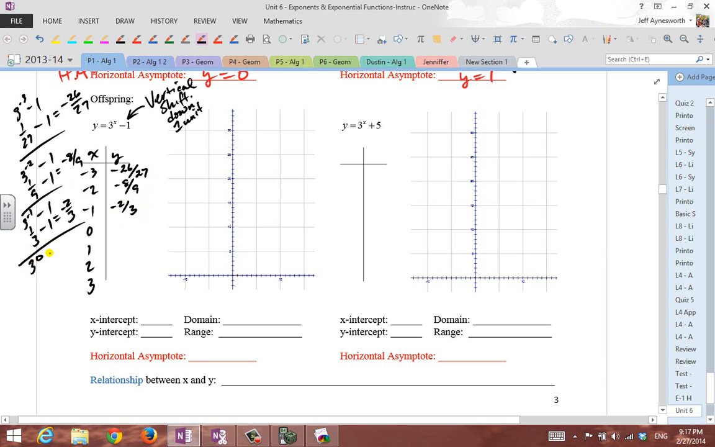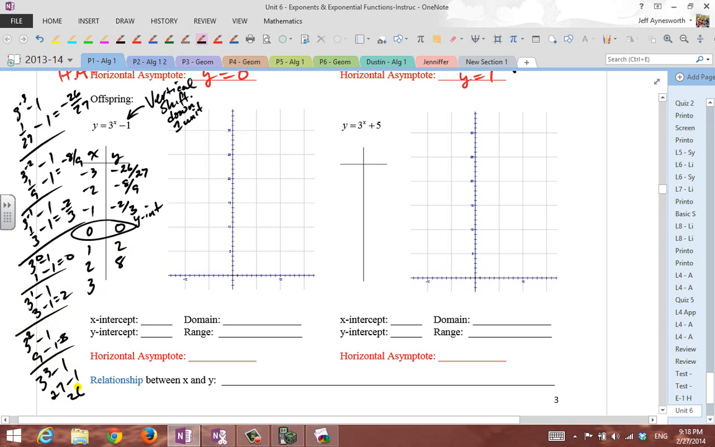All right, 3 to the 0 power minus 1 is 1 minus 1, or 0. So you got 0, 0 there. Believe it or not, it goes through the origin. There's your x and y intercepts there. And then 3 to the first minus 1 is 3 minus 1, or 2. So you got 2 there. And 3 squared minus 1 is 9 minus 1, or 8. 8 here, and then 3 cubed minus 1, that's 27 minus 1, or 26. So you have 26 here.